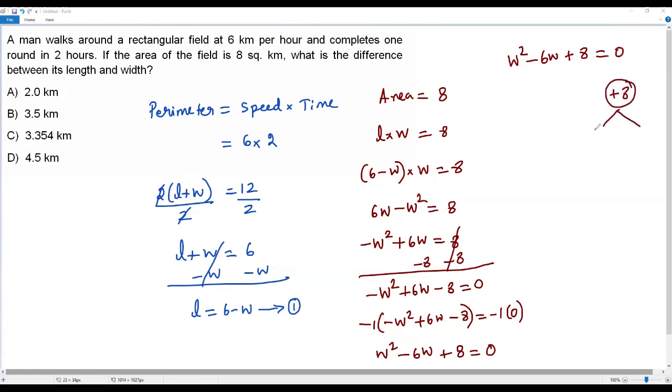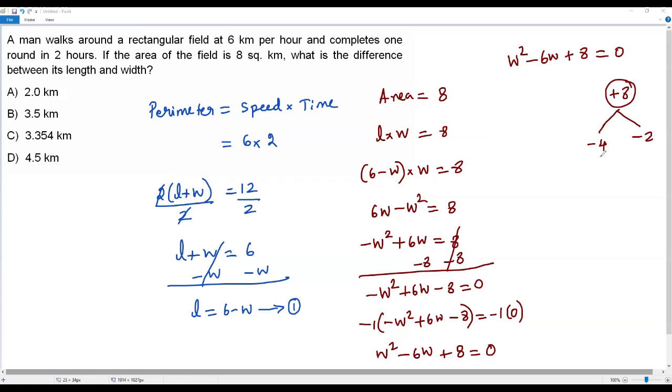Now I have to get 2 factors for this positive 8, so that the product of the 2 factors equals positive 8, and the sum of the 2 factors equals the middle term, which is the coefficient of W, negative 6. I think negative 4 and negative 2 will work. So negative 4 times negative 2 will become positive 8. When I add negative 4 and negative 2, I'm getting negative 6W.